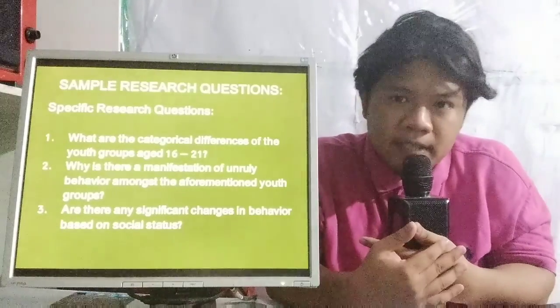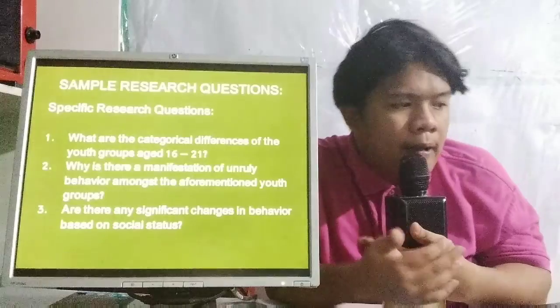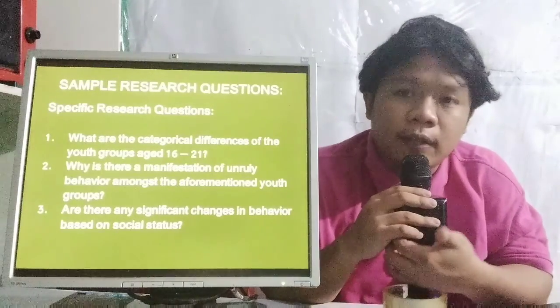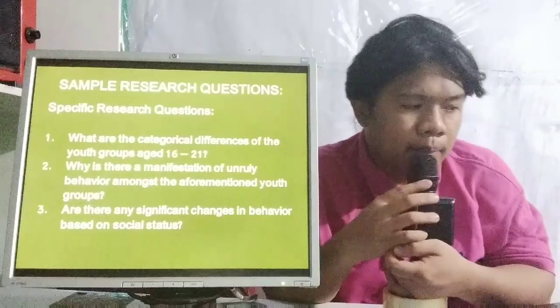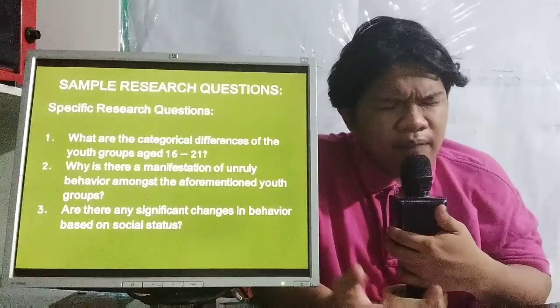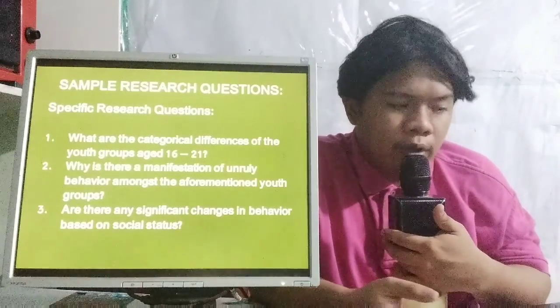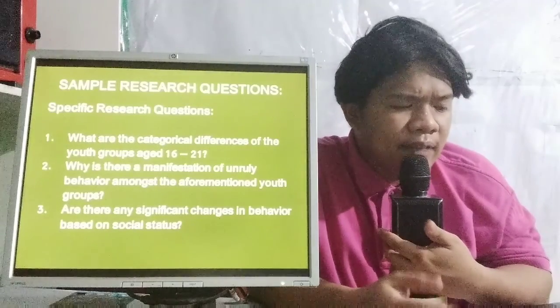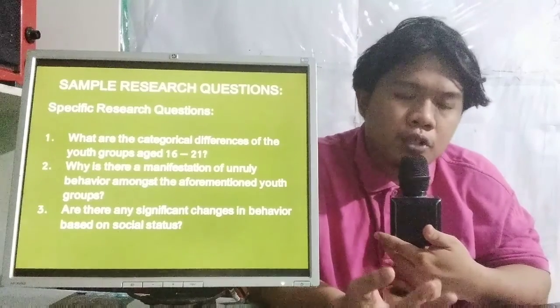So, here are the specific research questions. Number 1, what are the categorical differences of the youth groups aged 16 to 21? That's the first question. Number 2, why is there a manifestation of unruly behavior amongst the aforementioned youth groups? And number 3, are there any significant changes in behavior based on social status?